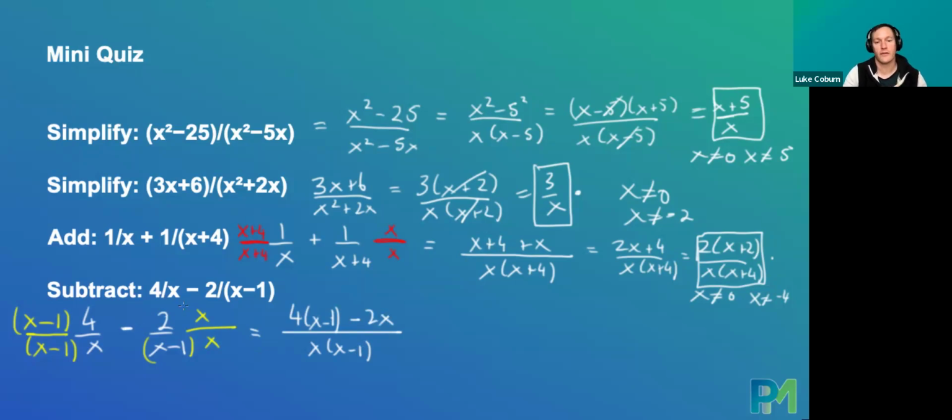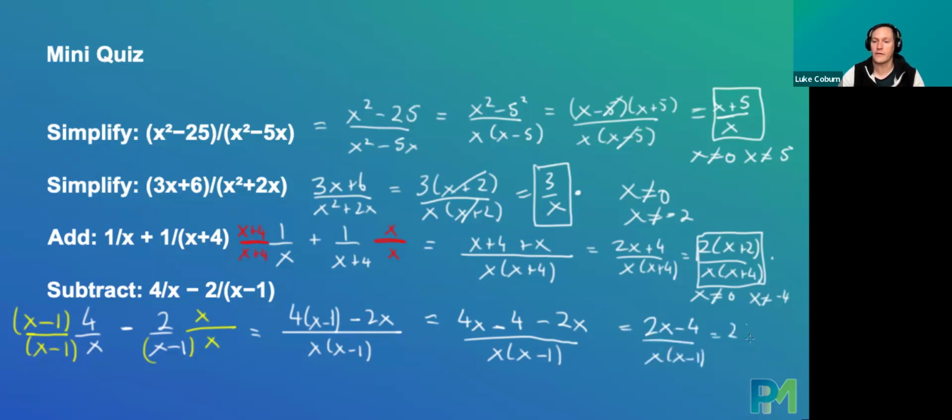The minus there isn't really causing a problem. If this was x plus something, we'd have to be careful multiplying it into brackets, but otherwise it doesn't cause a problem. So this is 4x minus 4, and then minus 2x, and then x over (x minus 1). Then this is going to be 2x minus 4 over x times (x minus 1). And this is finally going to be 2 times (x minus 2) over x times (x minus 1).